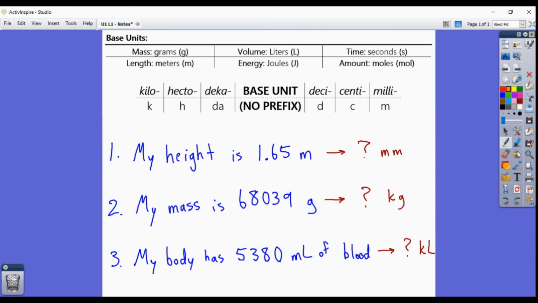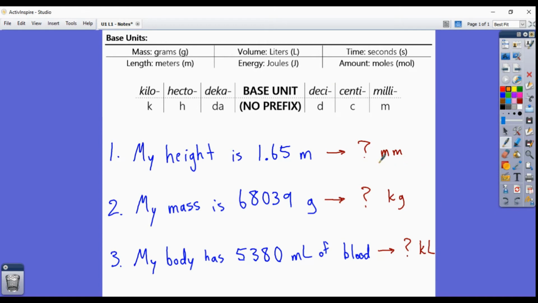So let's say I have a metric unit that I want to change the prefix of, so I can talk about something a little bit bigger or smaller than the base unit that I'm using, or whatever I'm measuring with. So I've got some details about myself. We're getting a little personal here. And I want to change the units, but I still want to stay in metric. So I've got my height in meters, 1.65 meters. I've got my mass in grams, okay? I've also got my volume of blood in milliliters. We got a little gross here, okay?